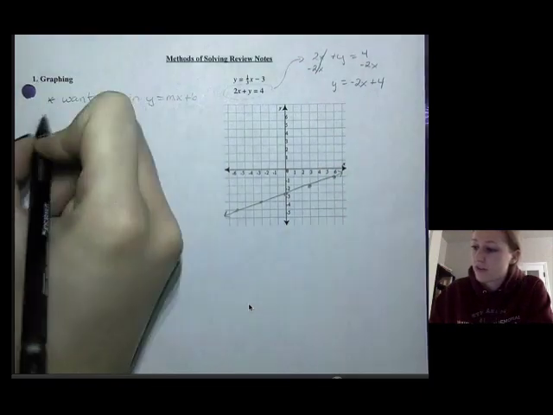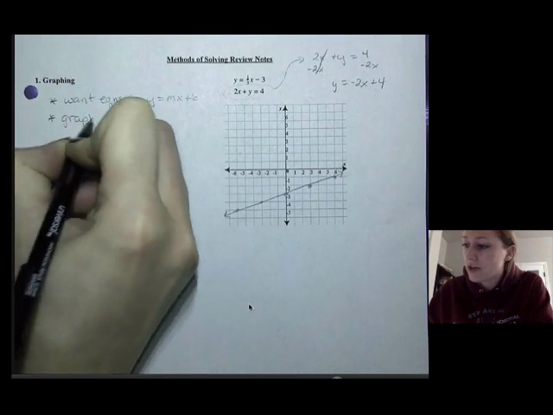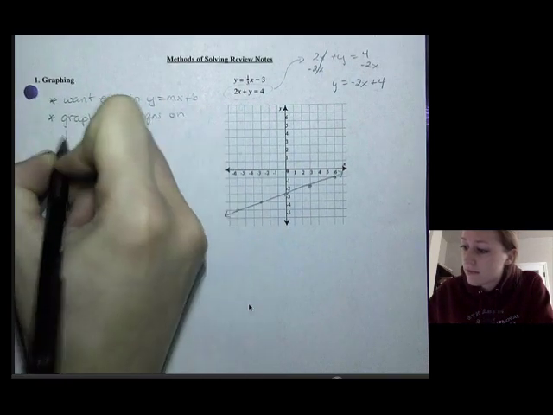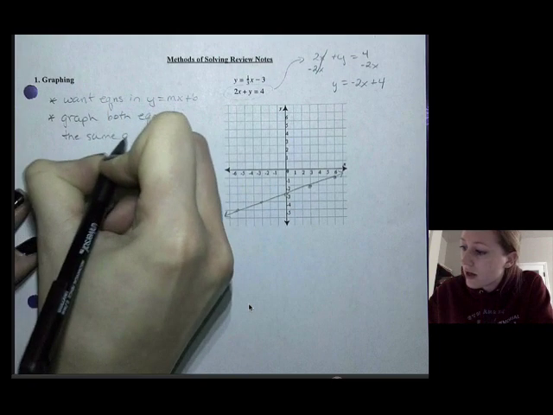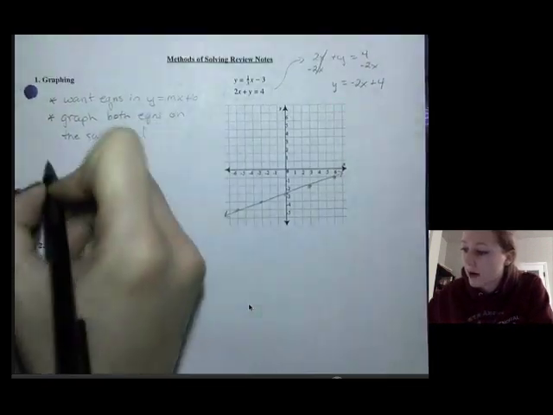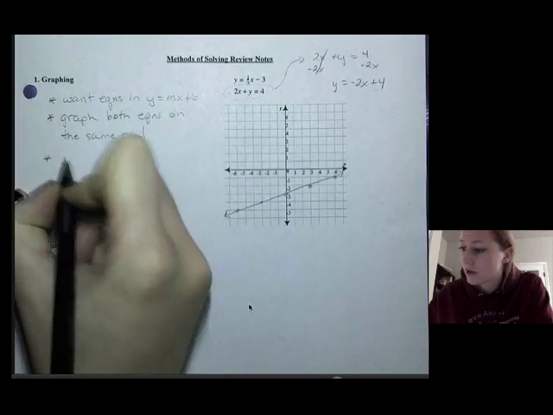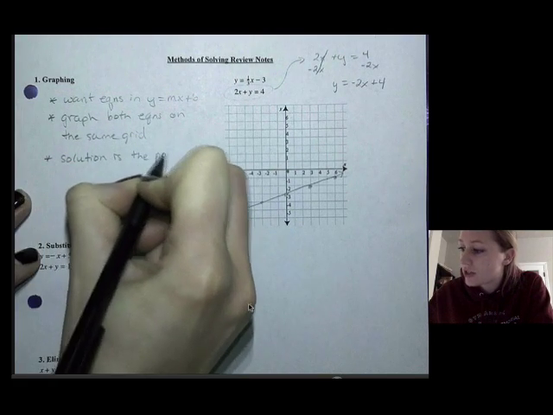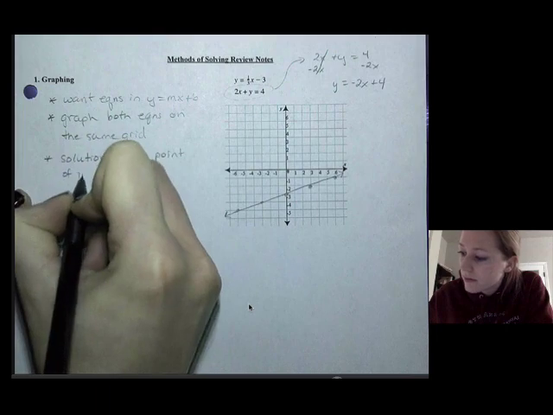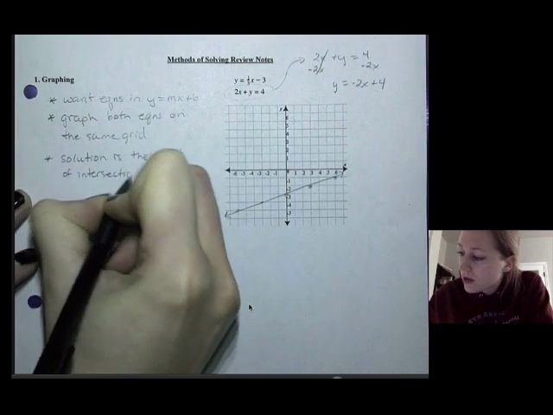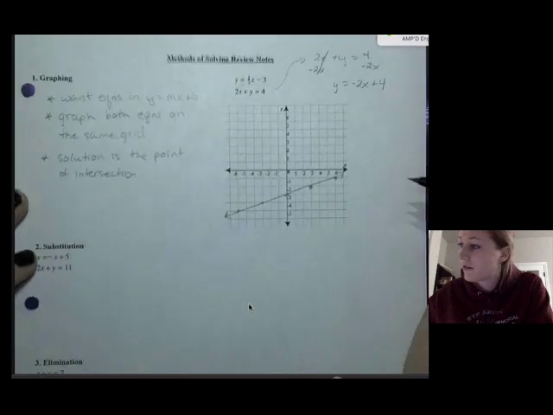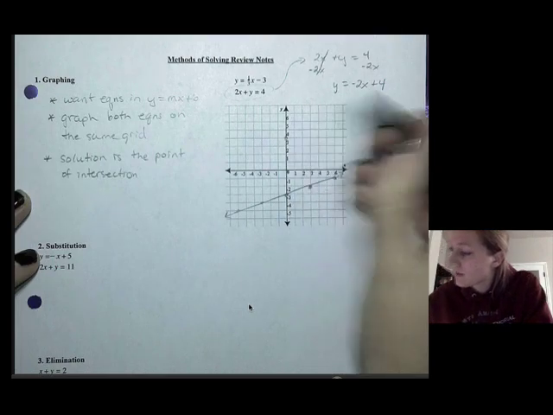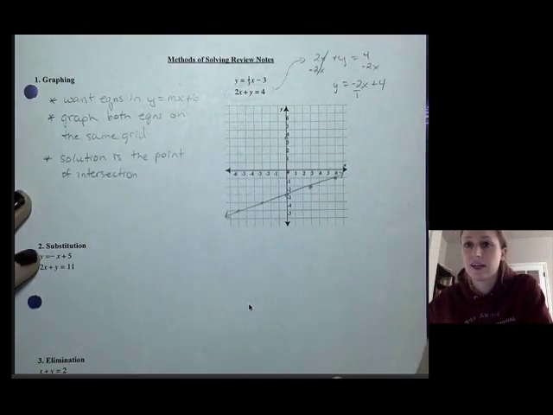The other part of this is that we are going to graph both equations on the same grid. What we are looking for is the point where they're going to intersect. So the solution is the point of intersection. For this equation, we had a y-intercept of +4. Put a point. And then my slope is -2, or we can think about that as -2 over 1.